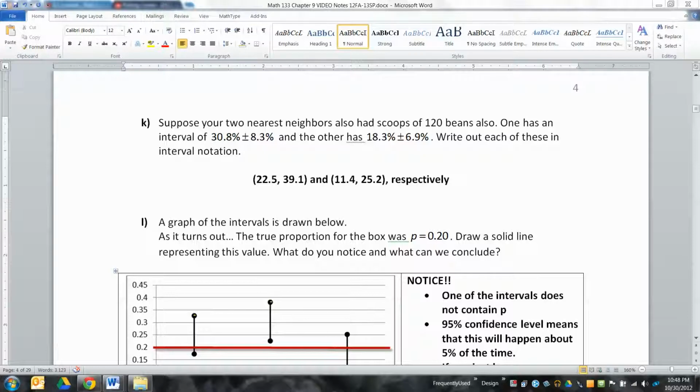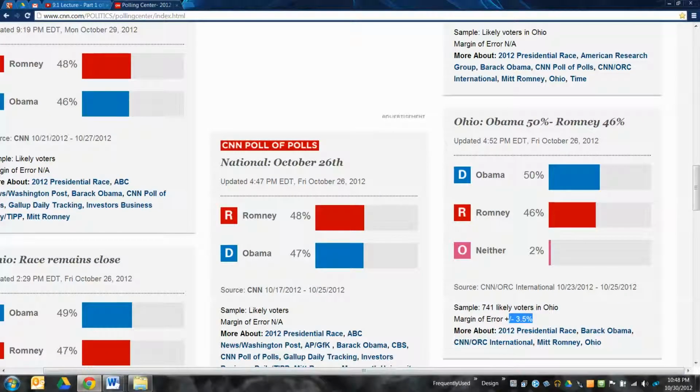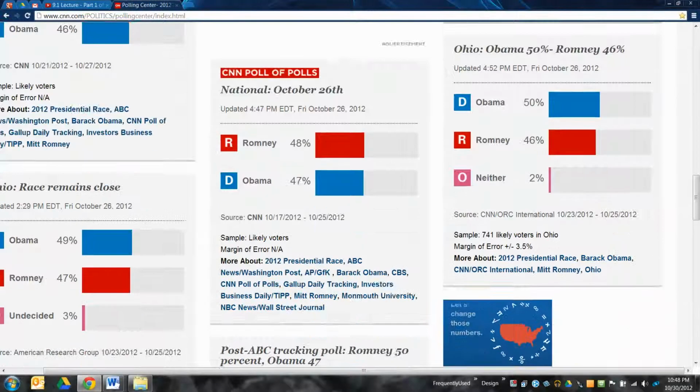What they're writing on that sheet is 50% plus or minus 3.5%. That's how they write it in the news, right? Matter of fact, they don't even write that. They write 50.8% and pretend like that's all there is, right? And then you have to search the fine print to find that margin of error, right?